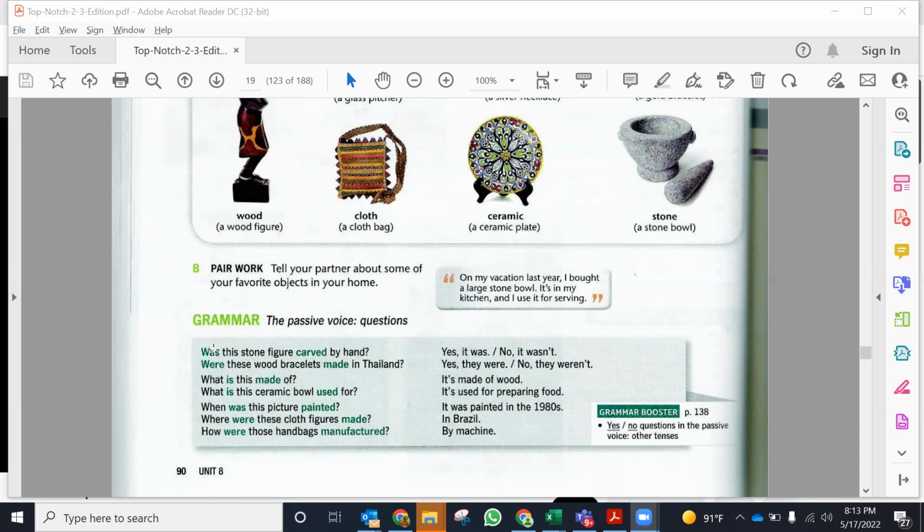¿Ok? La siguiente pregunta, were these wood bracelets made in Thailand? ¿Fueron estos brazaletes de madera hechos en Tailandia? ¿Me explico? O sea, por eso decimos que son preguntas en voz pasiva. ¿Ok? Yes, they were, or no, they weren't. All right? Piensa la estructura. Tenemos el verbo be en pasado y tenemos también el verbo de la oración en pasado. ¿Ok? En este caso, ¿por qué están en pasados estos verbos?